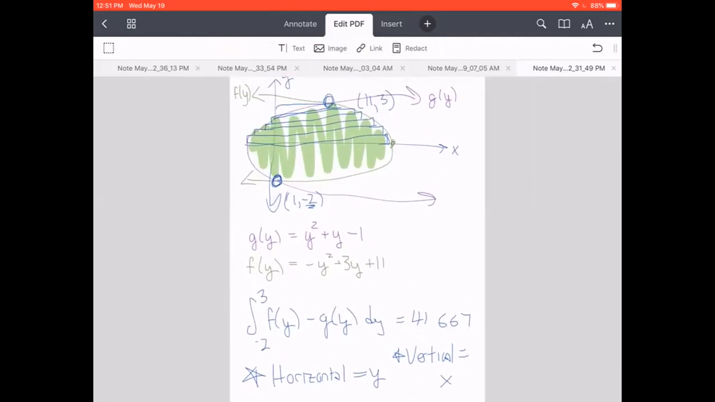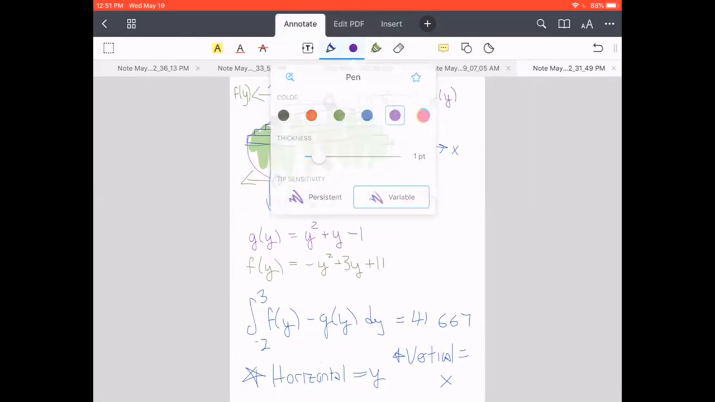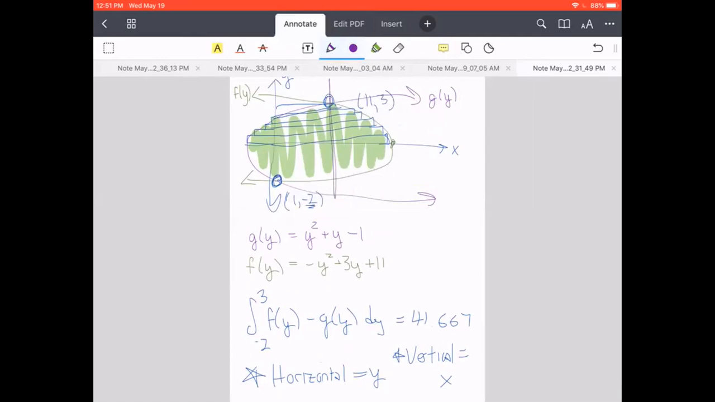And a lot of times I actually find doing the horizontal integrals is easier, because if you notice in this particular question, if I did the vertical integral, I would have to do it twice. I would have to find this area where g is on top and subtract f, and then find this area where f is on top and subtract g. I'd have to do it twice, which is kind of annoying.